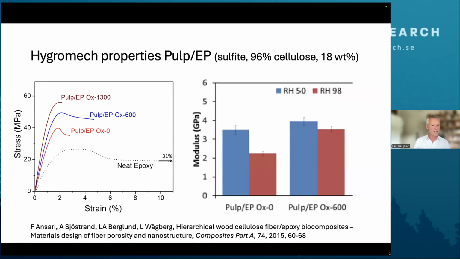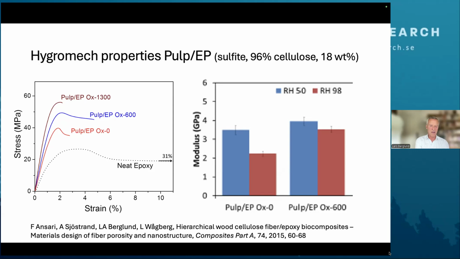So if you look on the left-hand side, mechanical properties are better for the swollen cell wall, despite the fact that we have 18 weight% fibers in all these three cases. But there's a substantial improvement if you manage to swell the cell wall.